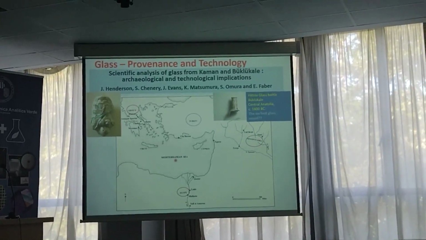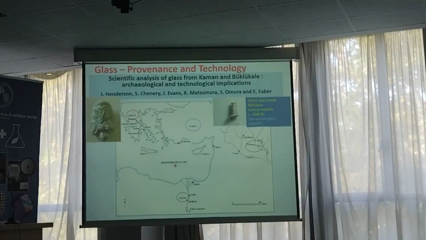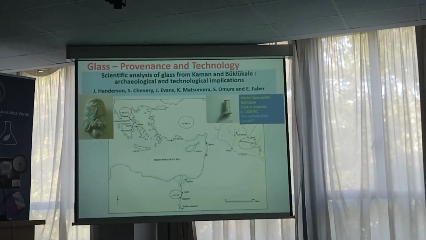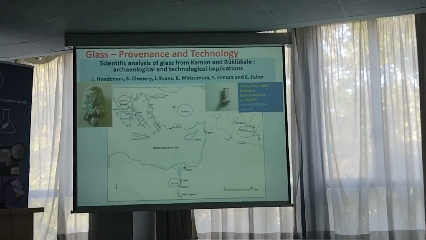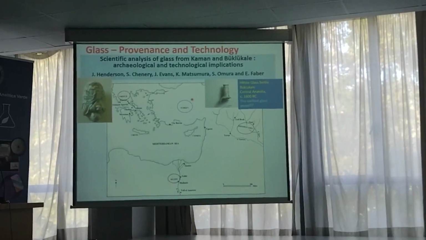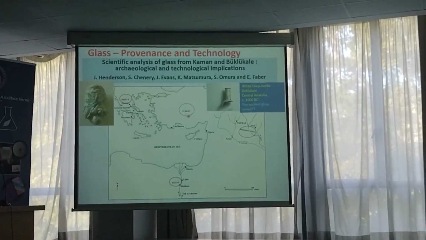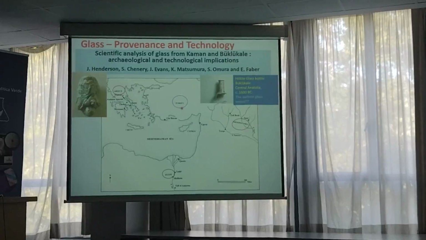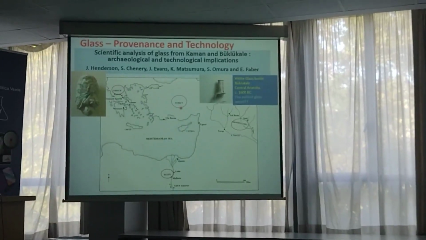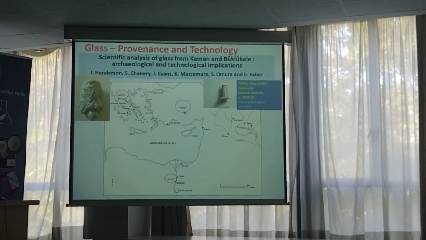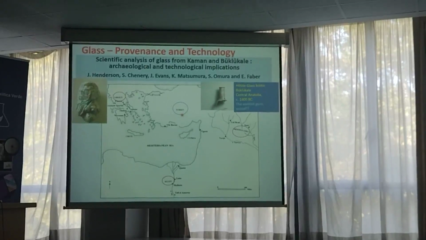Okay, back to, I was talking about the Anatolian samples. Particularly the Japanese have been working with the Turkish archaeologists on some late Bronze Age and early Iron Age sites in central Anatolia, where they are finding glass.